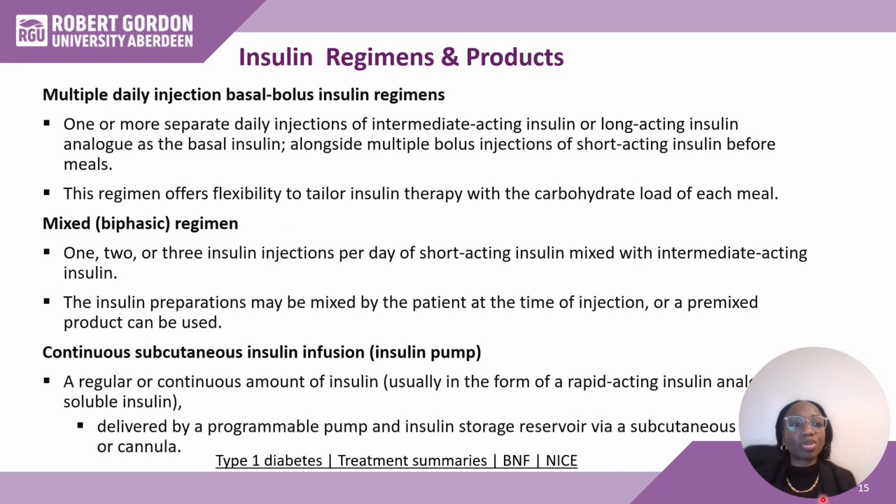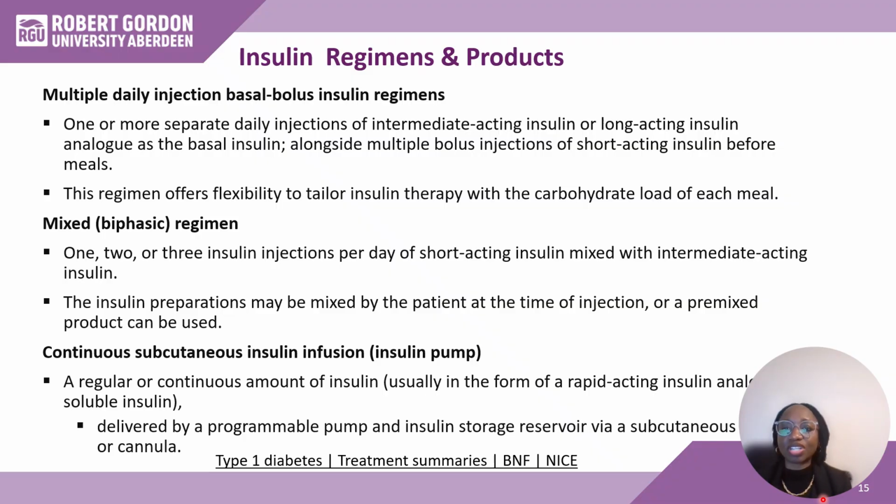Okay. So when we go into the different insulin regimens and products, in managing type 1 diabetes, there are three main approaches to insulin regimens. The first is the multiple daily injections, often referred to as the basal bolus regimen. This includes a basal insulin, either intermediate or long-acting, combined with a rapid-acting insulin dose before meals. This method provides flexibility and closely mimics physiological insulin delivery.